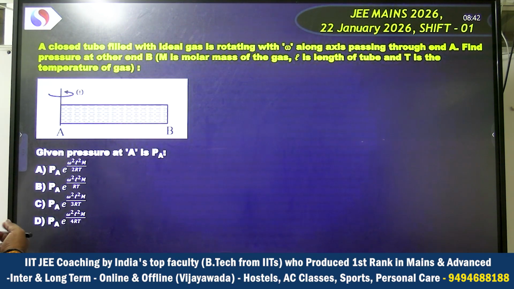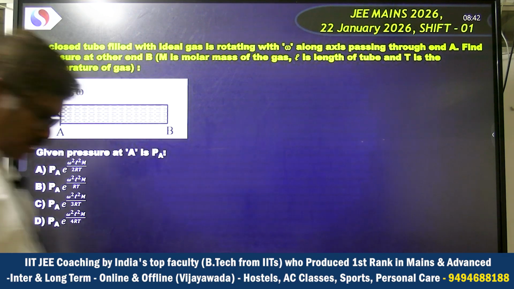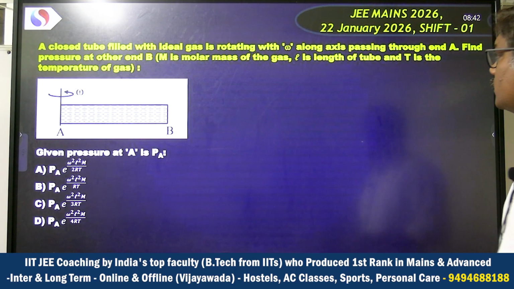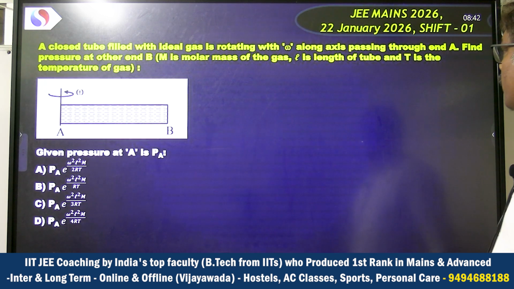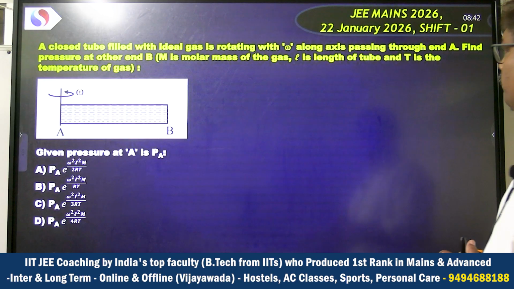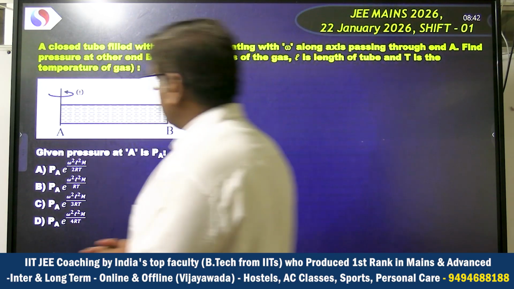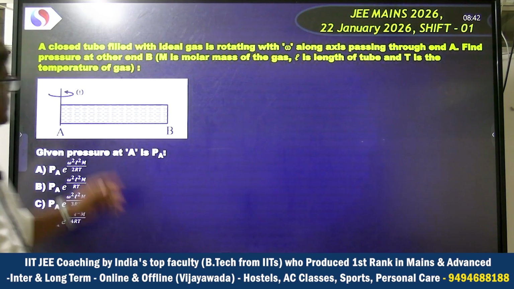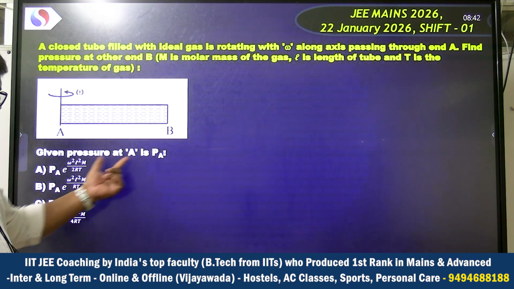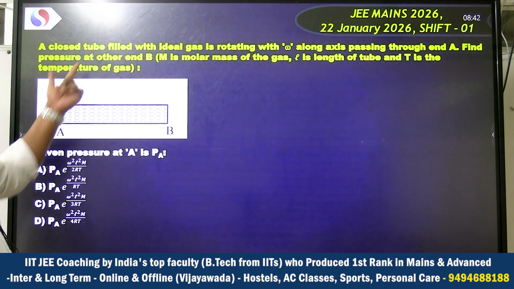Again, one calculative one. This question needs some calculation and integration. A closed tube filled with gas is rotating with angular velocity omega along an axis passing through the end A as shown in the diagram. We have to relate the pressure at A and B. So the pressure at B in terms of the pressure at A. Given that the pressure at A is PA, we have to find out the pressure at B.